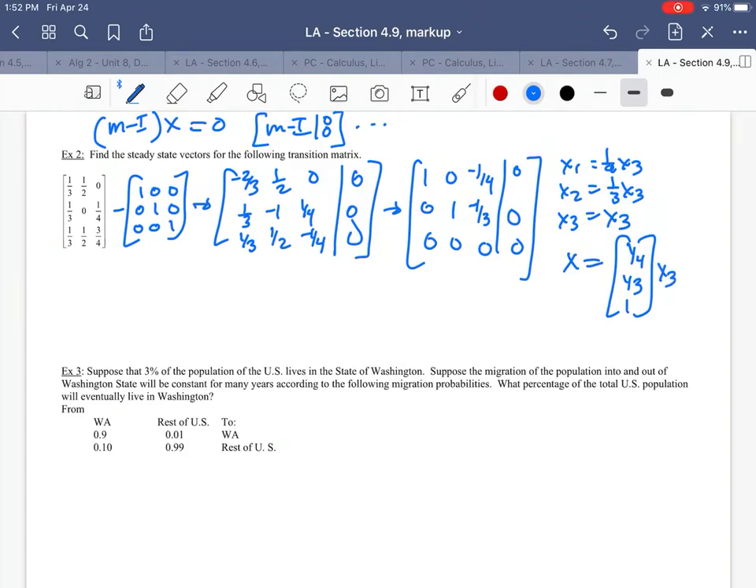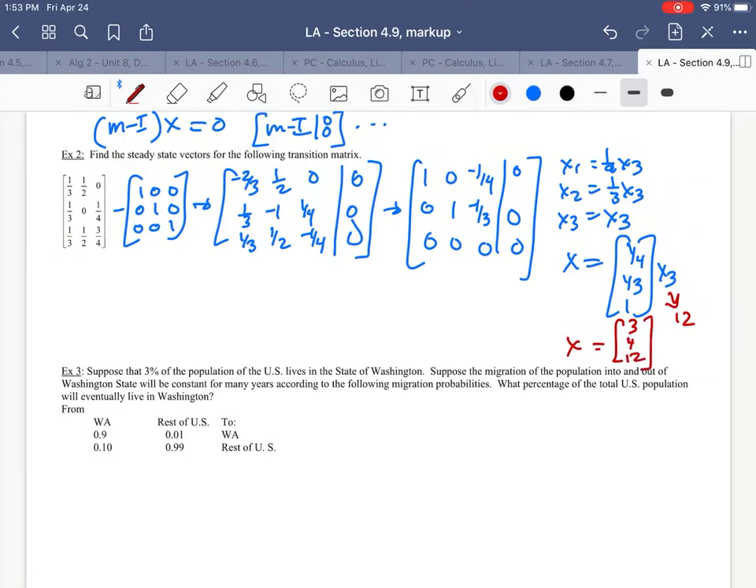All right, so we need to do a little trick to this. We need to see how many parts of a whole this thing is. I can choose x3 to be anything, so let's choose it to be 12, so that when I multiply 12 by all these things, I get a nice integer. So if x3 is 12, I get x equal to 3, 4, and 12.